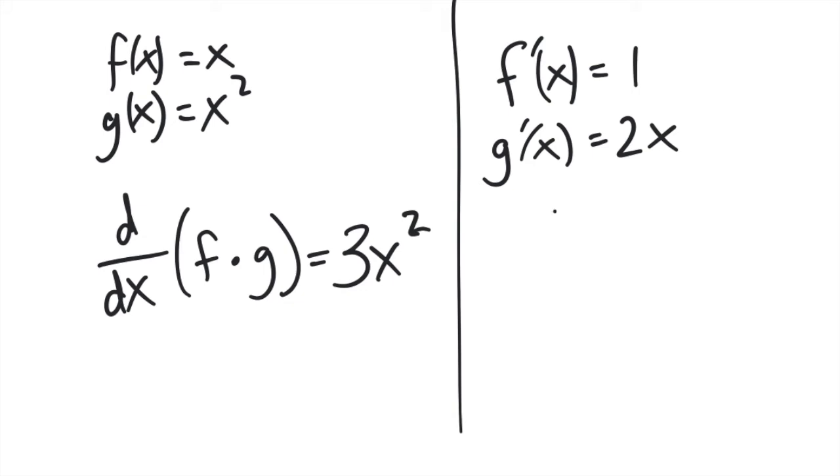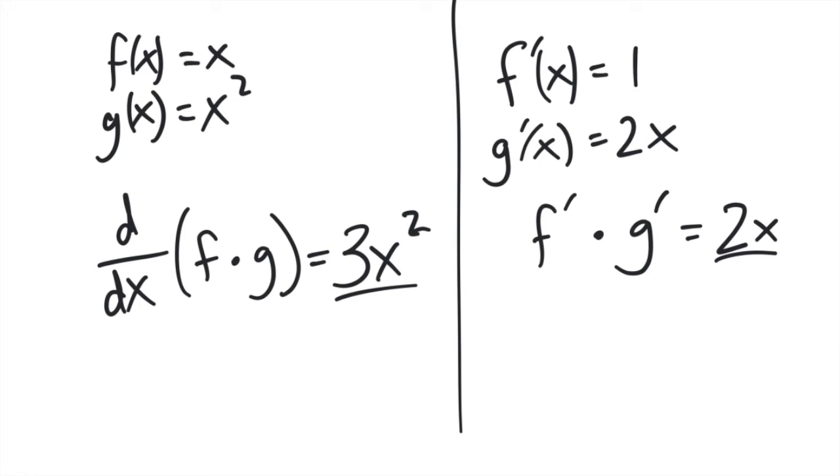So f prime times g prime is equal to 1 times 2x, which is 2x. Are 2x and 3x squared equal to each other? No, they're not. There's actually only one value of x that would make that true, and that would be when x is 0. When we say are they equal, we don't just mean can we come up with a value of x where they're equal to each other. That would be solving an equation. What we're saying is, are they always true for every value of x? Clearly, no, they're not. So this does not work.